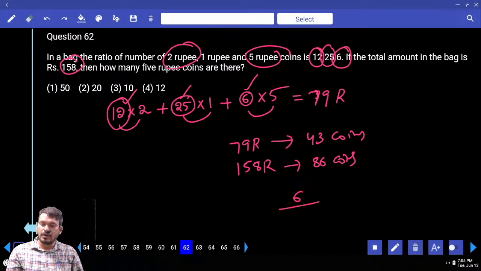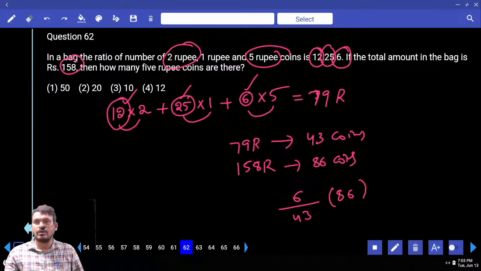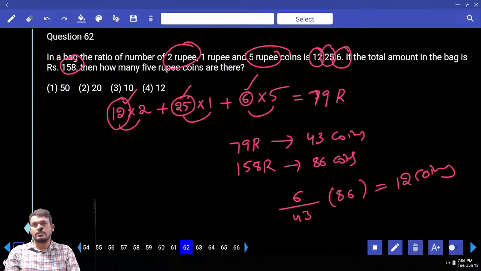6 parts out of 43 parts are. 6 by 43 of how many coins? 86 coins are. 43 doubled is 86, which means 6 times that, how many coins? 12 coins are. It is the actual procedure.